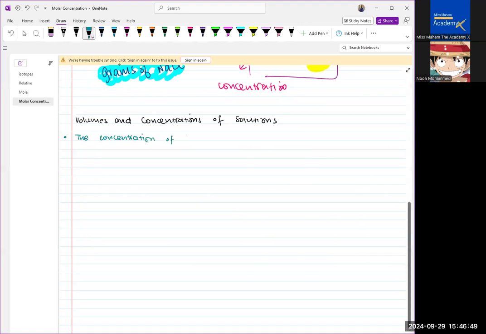Concentration of a solution is the amount of solute dissolved in a solvent to make 1 dm cube of solution.